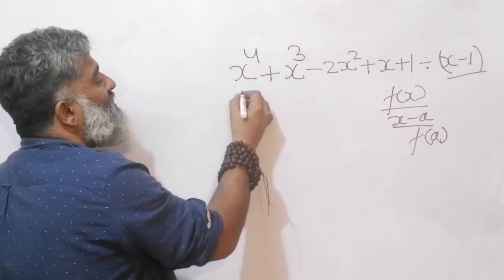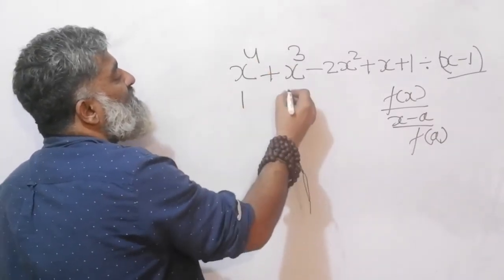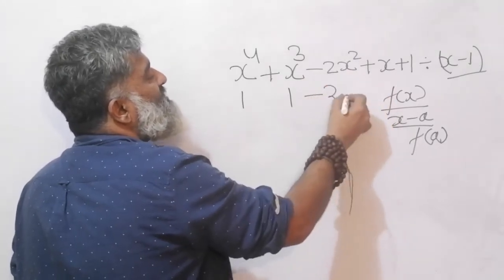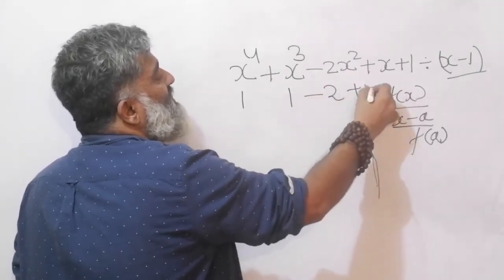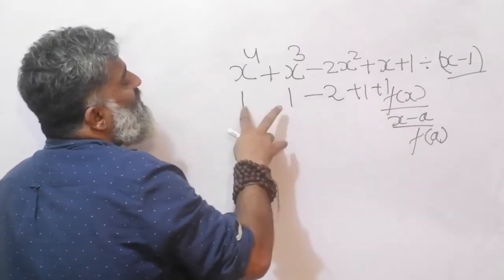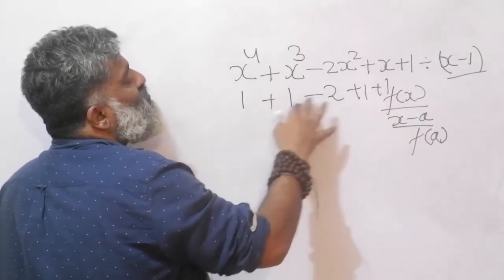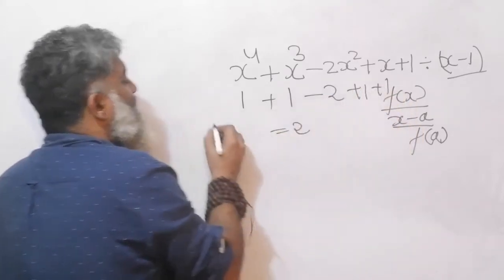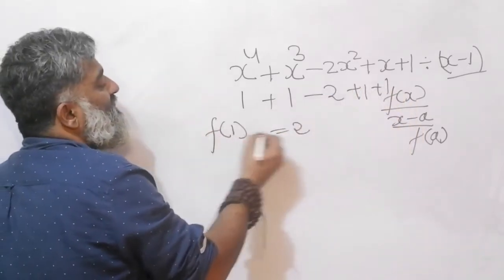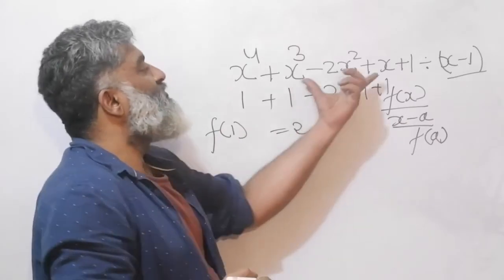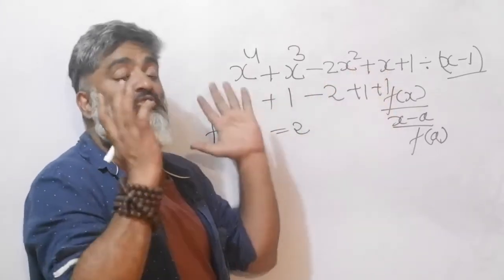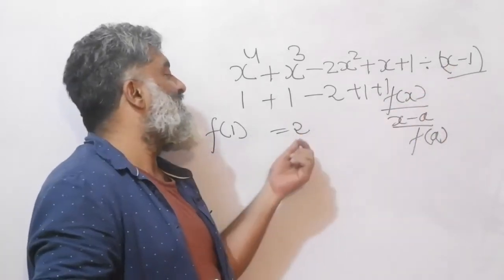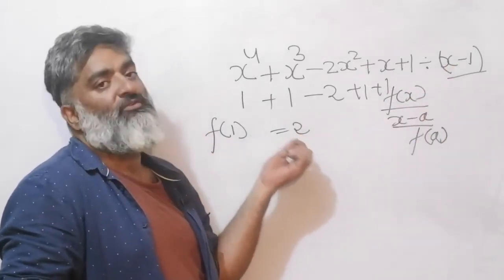So 1 raised to 4 is going to give me a 1. 1 cube is going to give me a 1. Minus 2 into 1 square is going to give me a minus 2. I'll get a plus 1 and I'll get another plus 1. So 1 plus 1, 2, 2 minus 2, 0. So 0 plus 1 plus 1, finally f of 1 is equal to 2. That means if you take this expression and take that old long division form and divide it by x minus 1, finally you will be left with a remainder of 2, right?